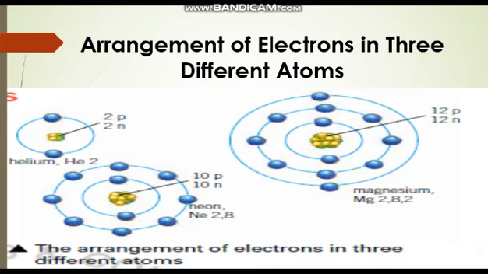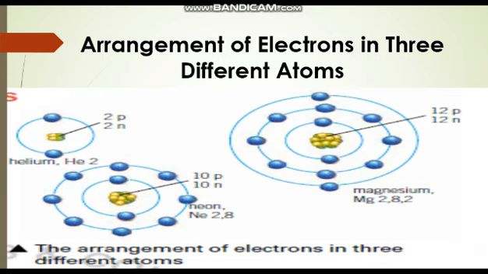Second structure is of neon with symbol Ne, having atomic number 10, means having 10 electrons. First shell can fill only 2 electrons. 2 electrons will go to the first shell. As it will be completed by 2 electrons, the remaining 8 electrons will fill the second shell, making total count as 10. As you can see, it's written Ne 2, 8: 2 in the first shell and 8 in the second shell. 2 plus 8 is equal to 10.